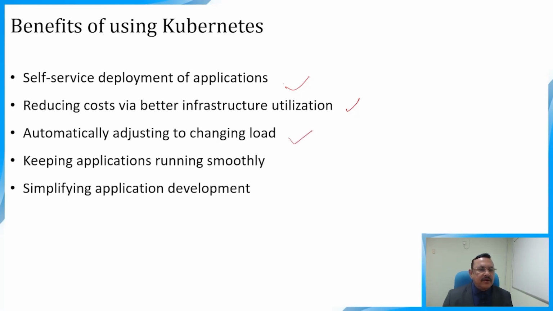Next benefit is automatically adjusting to the changing load. Now, using Kubernetes to manage your deployed applications also means that the operations team does not have to constantly monitor the load of each application to respond to the sudden load peaks. Kubernetes takes care of this also. It can monitor the resources consumed by each application and other metrics and adjust the number of running instances of each application to cope with increased load and resource usage.